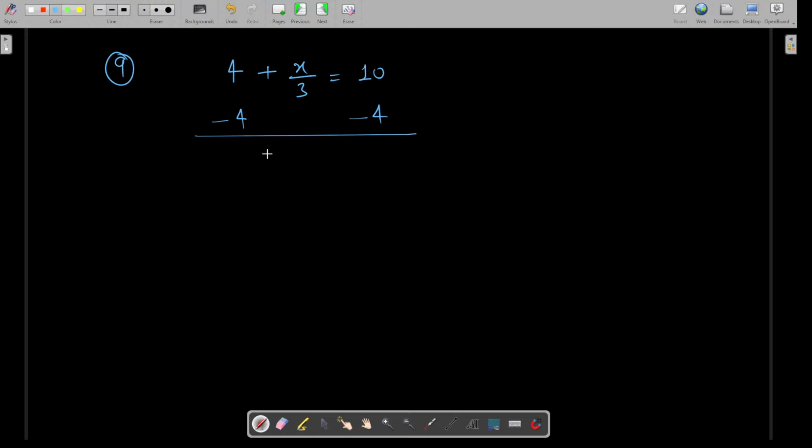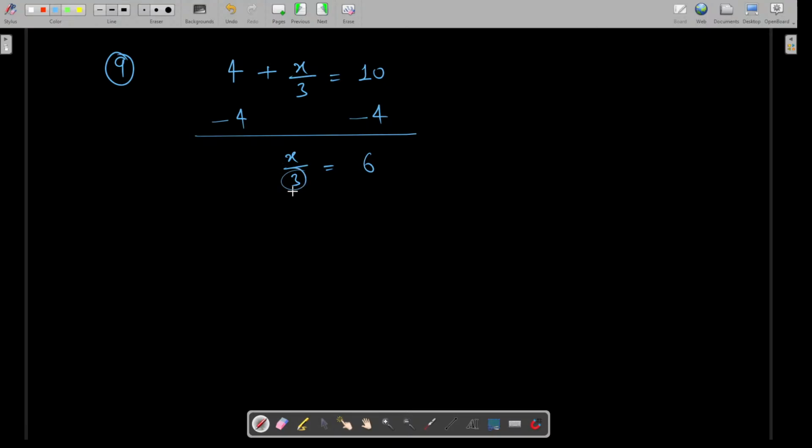Once we subtract 4 from the right and the left side, the equation is balanced. So the 4 and 4 are gone, and only x over 3 remains on the left side, and the right side will be 10 minus 4, which is 6. So this is what we have once we subtract 4 from both sides of the equation. Now we're going to solve for x. This x is divided by 3. To undo the division, we have to multiply by the number with which it is divided.